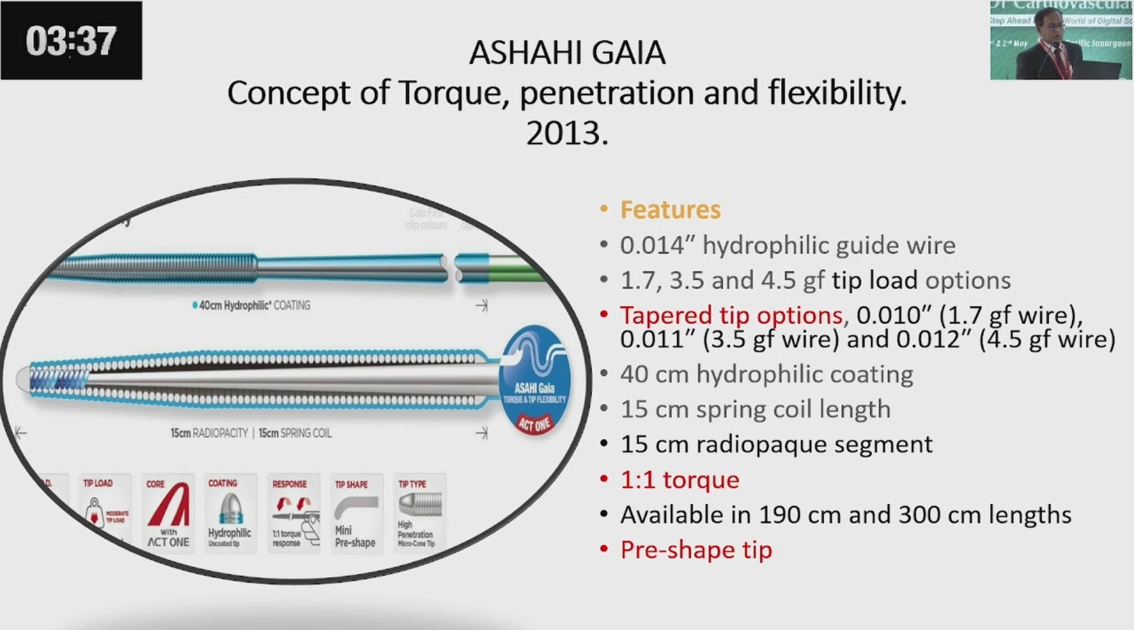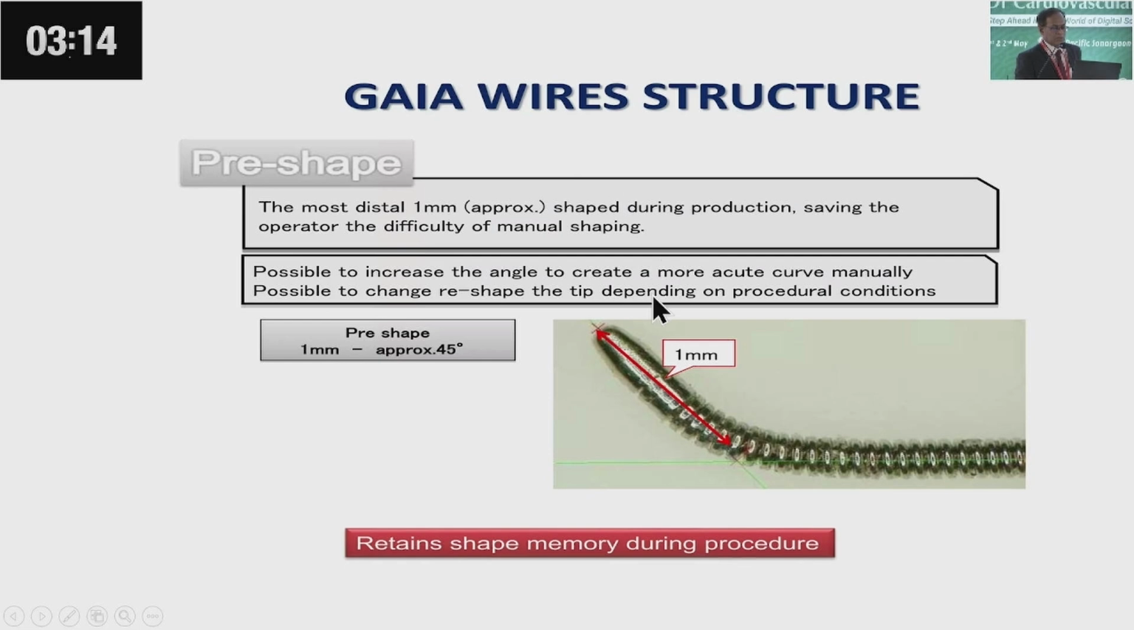So that is the concept of XTR and sliding. Now we come to the concept of penetration and flexibility in 2013 with the invention of Gaia. That is the Gaia first, second, and third, and Gaia Next. Gaia Next is more sophisticated with complex core technology. In most of the Gaia, the tip of 1 millimeter is pre-shaped, for penetration and flexibility.